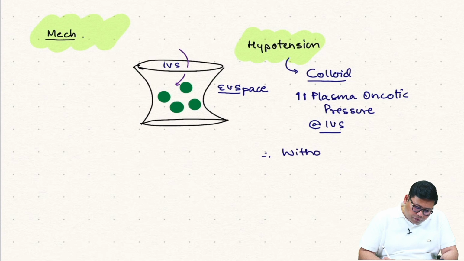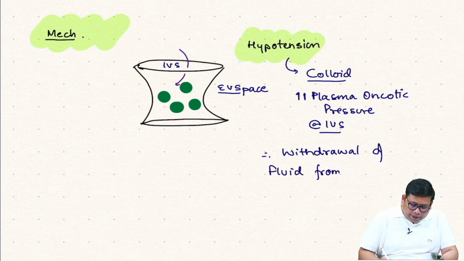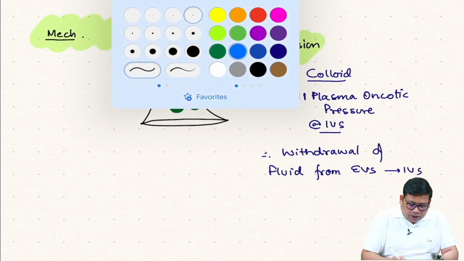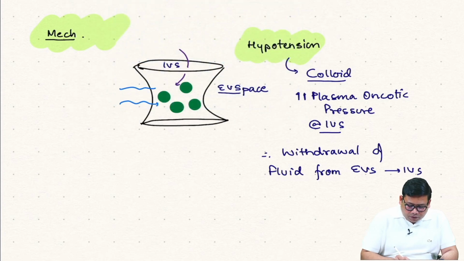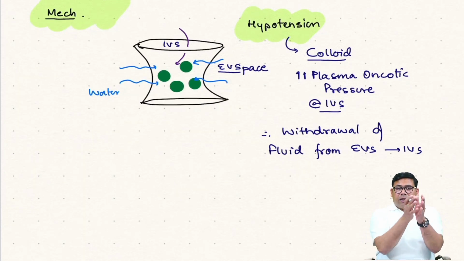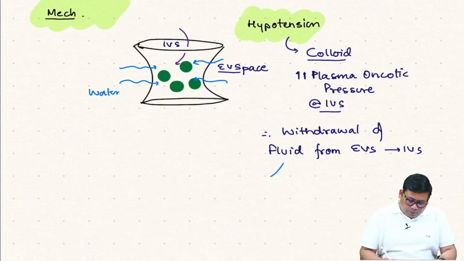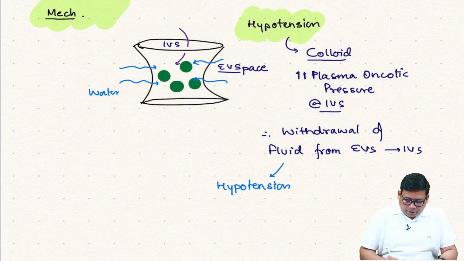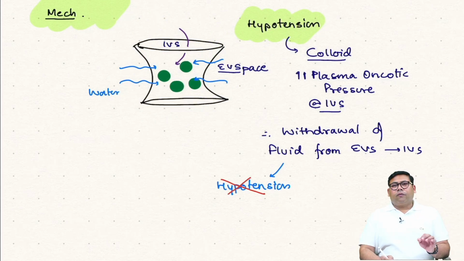there is withdrawal of fluid from the extravascular space into the intravascular space. And this is very, very important, and this is what you needed. And therefore there is correction of what? Hypotension. So there is influx of fluid into the intravascular space, and therefore the hypotension that you were seeing got automatically corrected. This is the beauty of colloids.